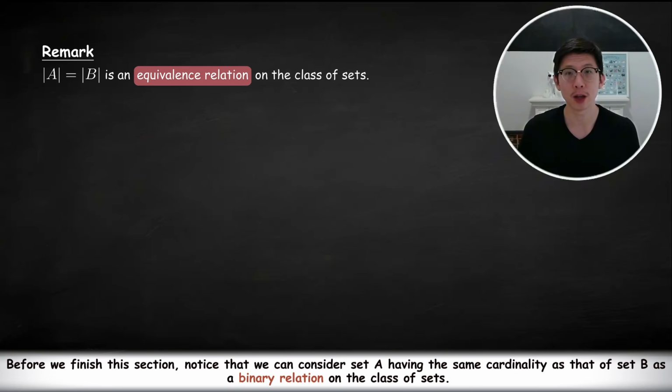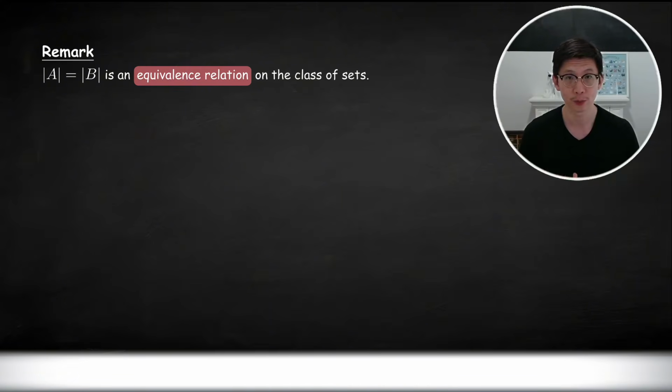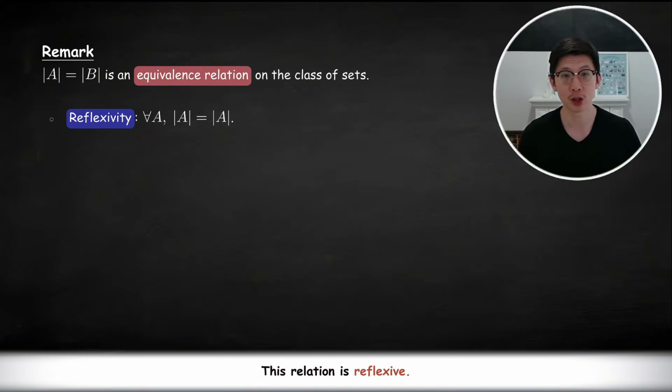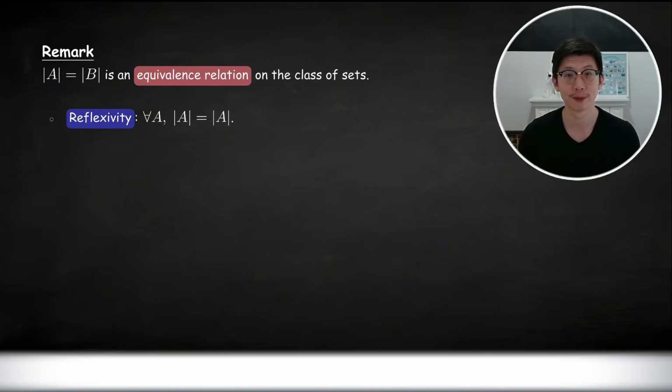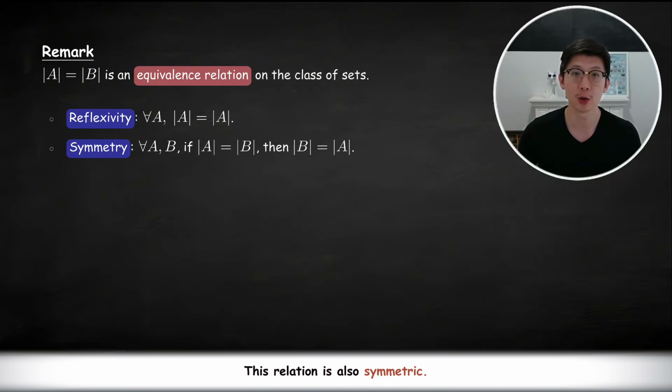Before we finish this section, notice that we can consider a set A having the same cardinality as that of set B as a binary relation on the class of sets. This relation is reflexive, since for any set A, the identity map sending each x in A to x itself is clearly a bijection from set A to itself. This relation is also symmetric.